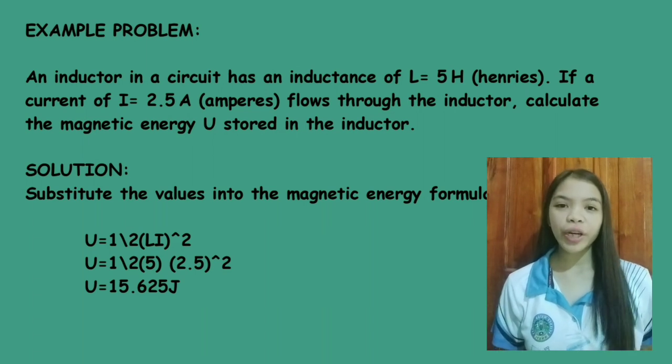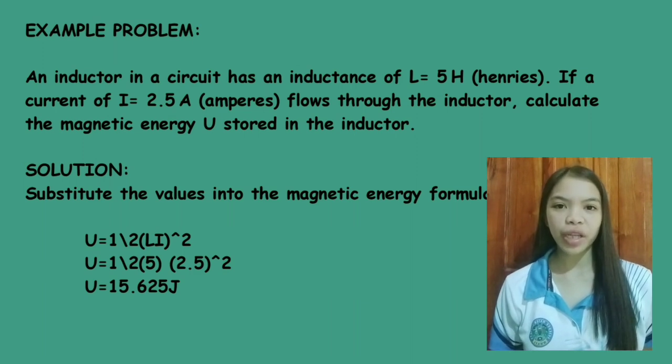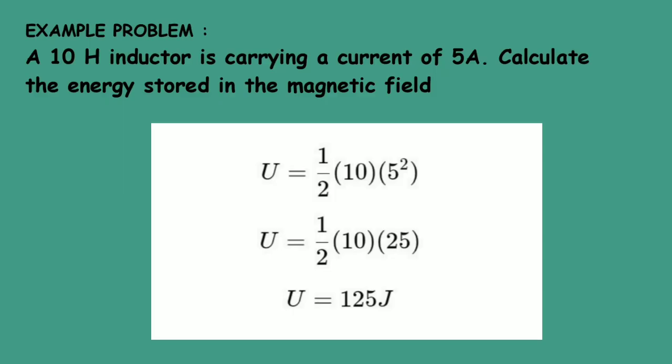An inductor in a circuit has an inductance of 5 henries. If a current of 2.5 A flows through the inductor, calculate the magnetic energy stored in the inductor. By substituting this value to the formula, we get an answer of 15.625 joules.